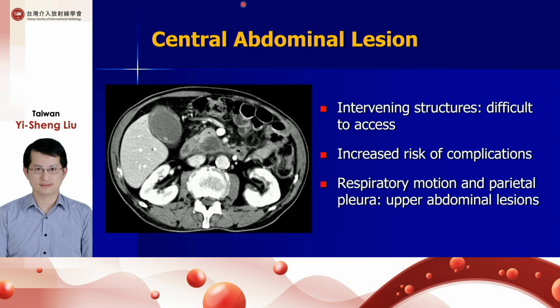For such central abdominal lesions, finding a safe path is the major issue. The lesion more often shows intervening structures that make the access difficult. And the intervening structures could be critical, so the risk of complications is increased. For upper abdominal lesions, respiratory motion and the parietal pleura may make the access more difficult.